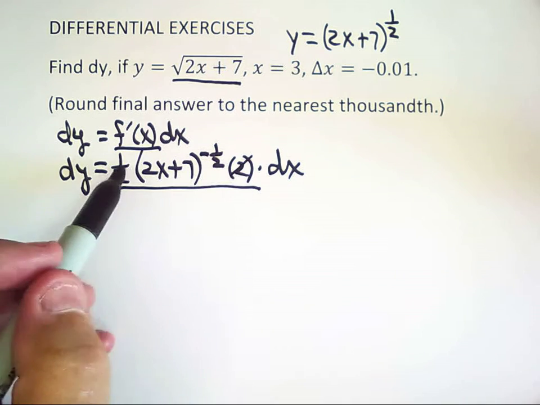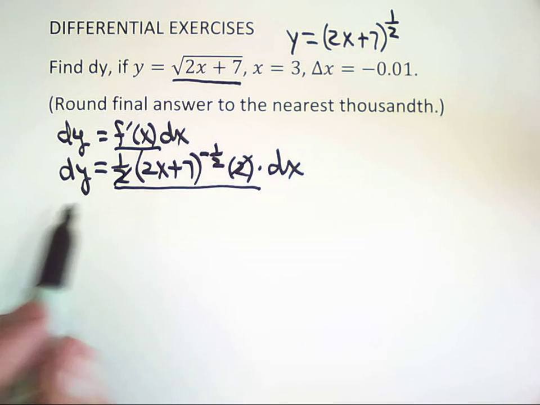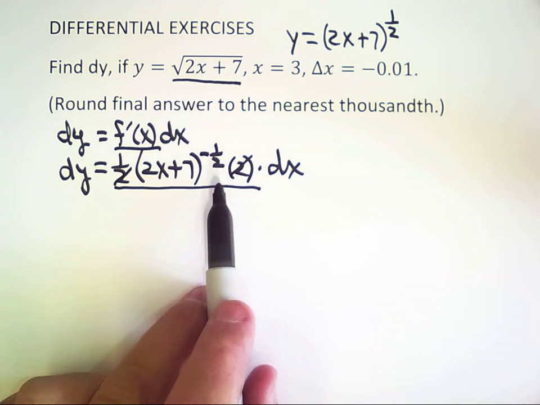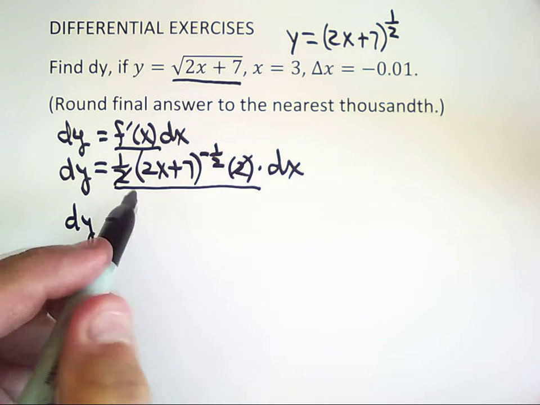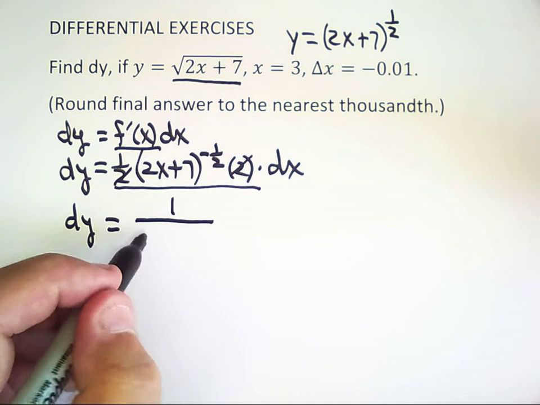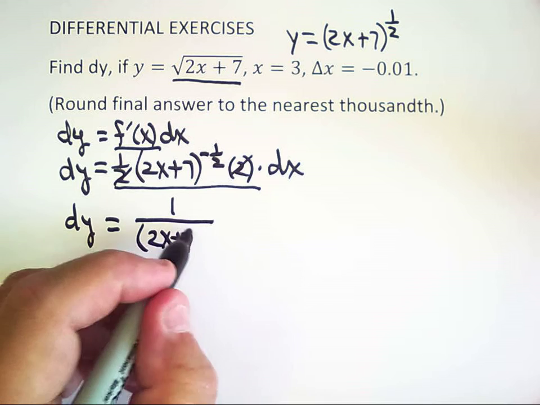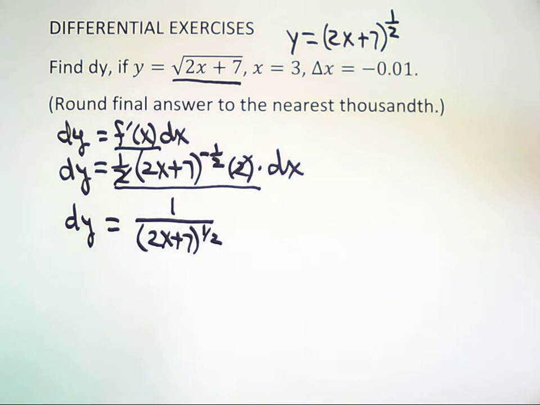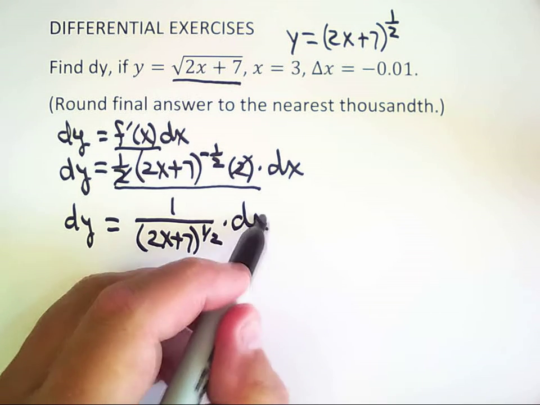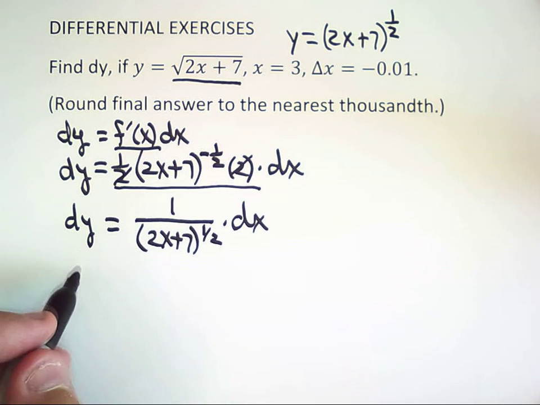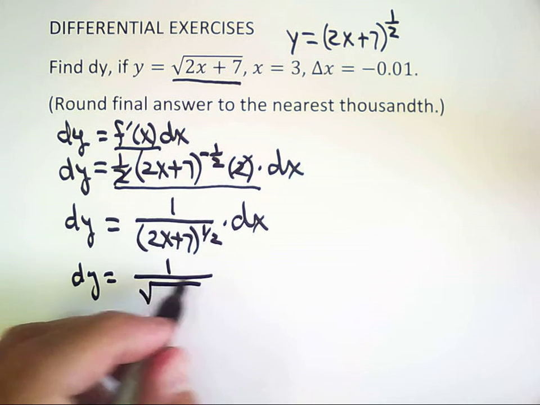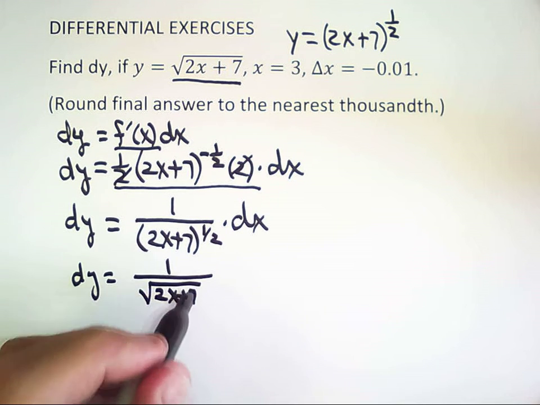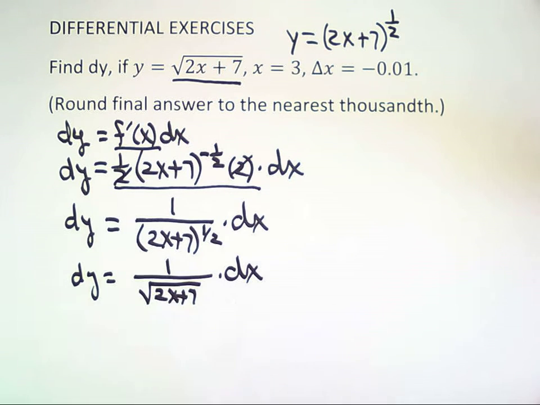Notice the 2 times the 1/2 just gives you a 1. And a negative exponent means 1 over the positive value. So what you really have here is that dy is equal to 1 over 2x plus 7 to the 1/2 power times dx. And of course, the 1/2 power is really a square root, so you have the square root of 2x plus 7 in the denominator times dx.